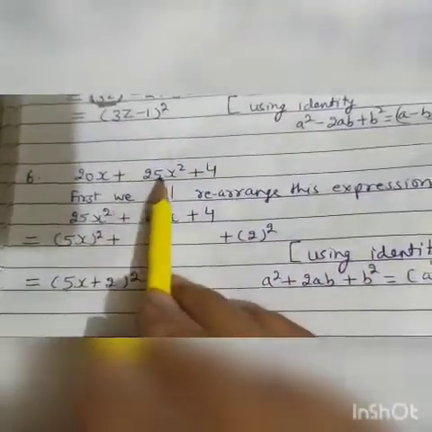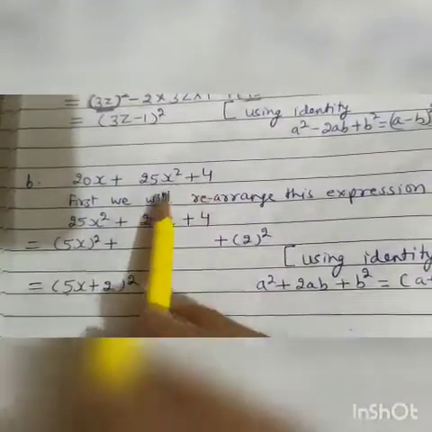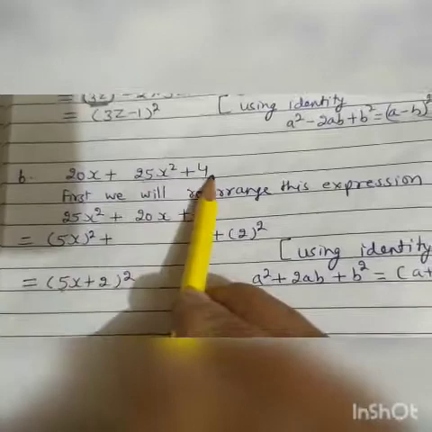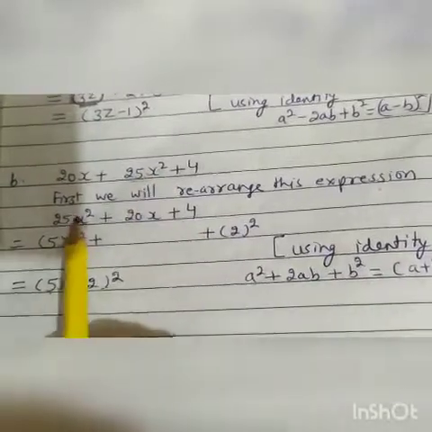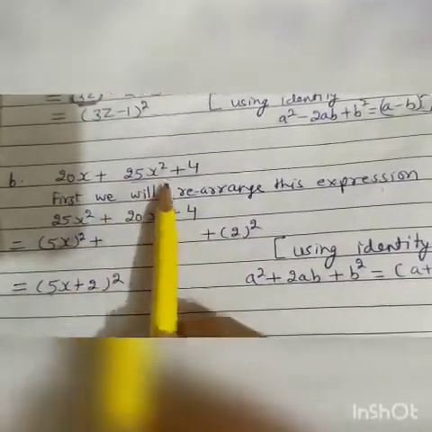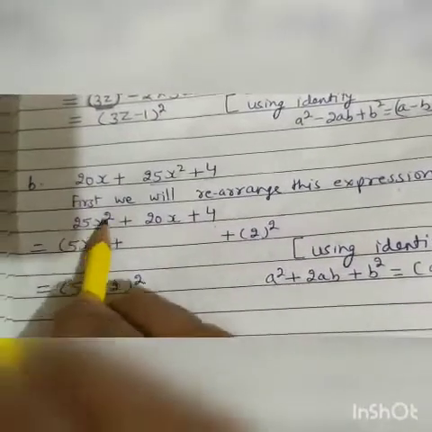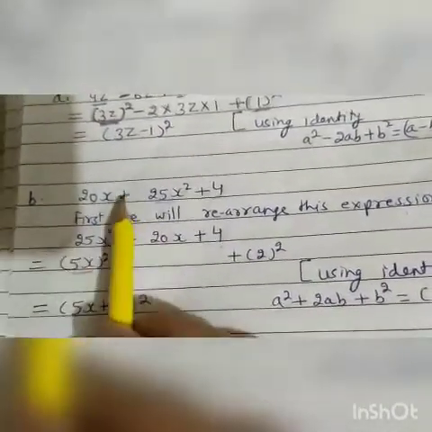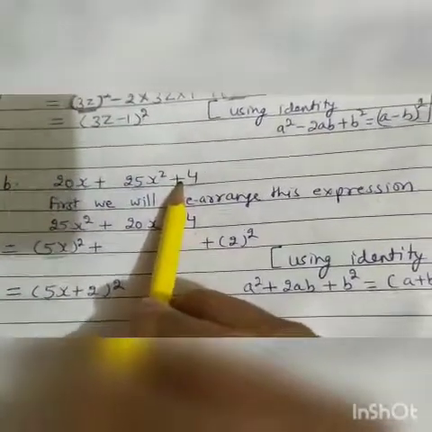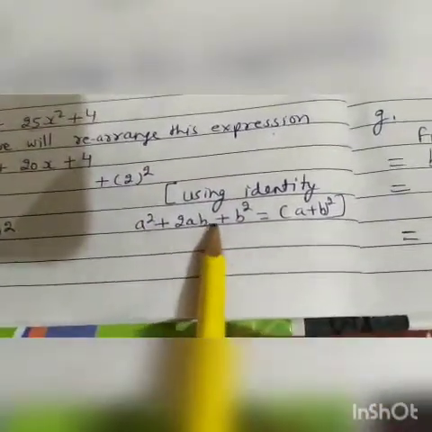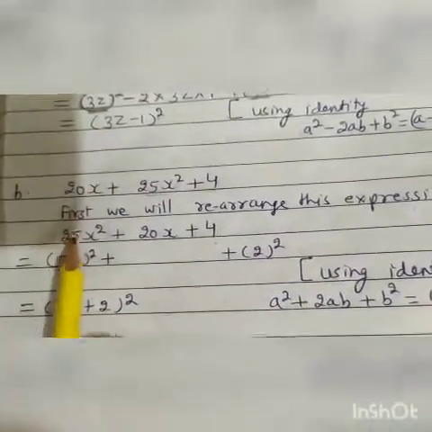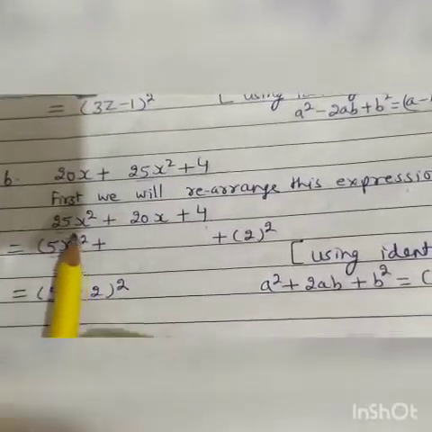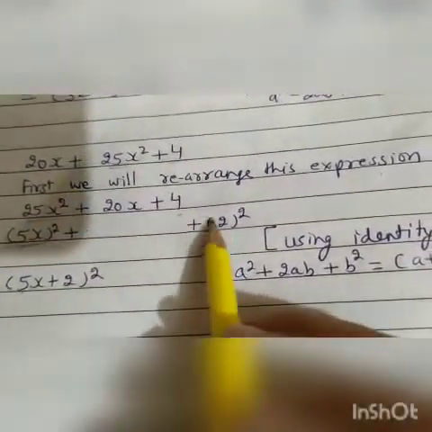Now come to the second question, b part. 20x plus 25x square plus 4. Here see, this term and this term, these two terms are squares. So first we will rearrange this expression. First we will write this 25x square, then write 20x plus 4. Now 25x square is the square of 5x. See here, both the signs are positive. So we will use the first identity: a square plus 2ab plus b square is equal to (a plus b) whole square. So first is a square. This 25x square is the square of 5x, (5x) whole square, and this 4 is the square of 2, (2) square.